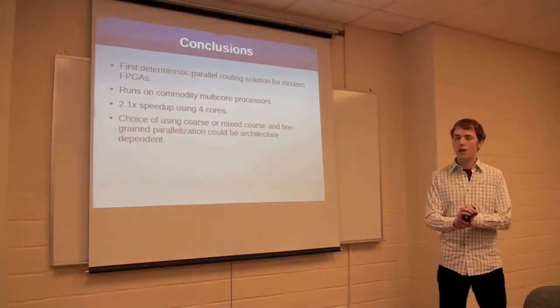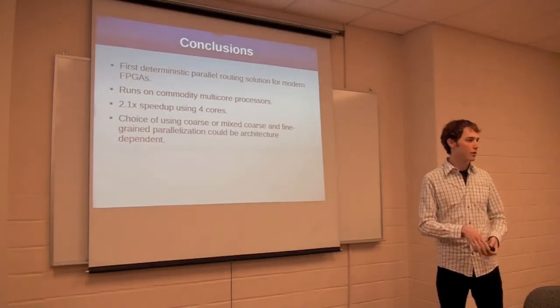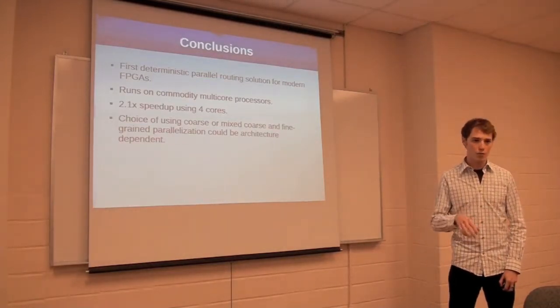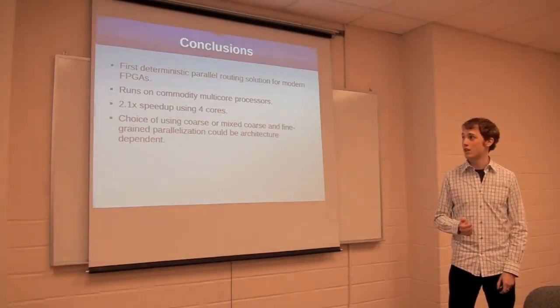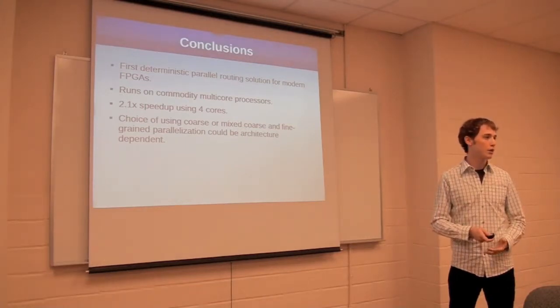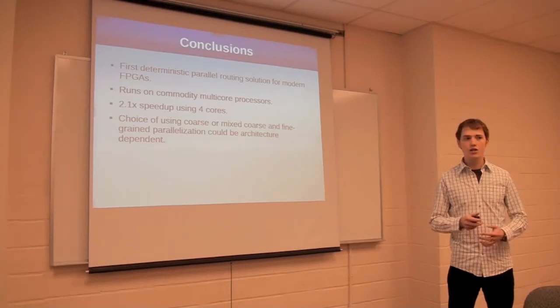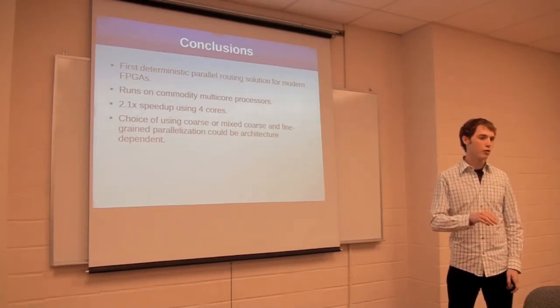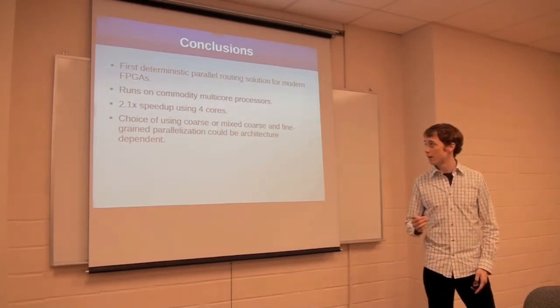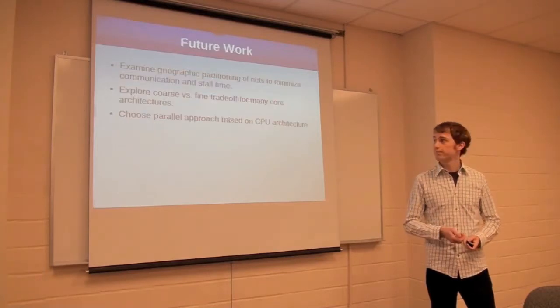Okay, so I'll conclude now just saying that this is the first deterministic parallel routing approach for modern FPGAs, so non-planar FPGAs. It runs on commodity hardware. You get around 2.1x for 4 cores. And you actually can choose whether you want to use a coarse-grained approach or a mix of coarse and fine, or just fine. And that could be architecture dependent.